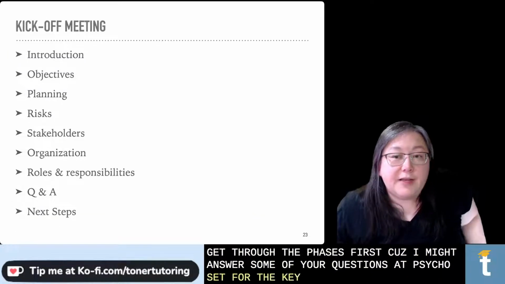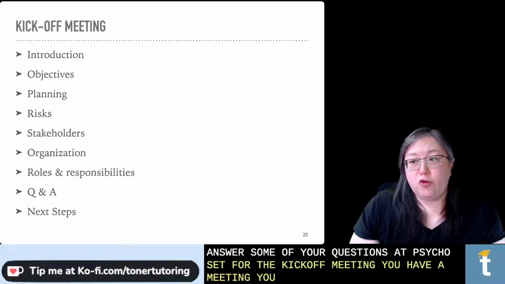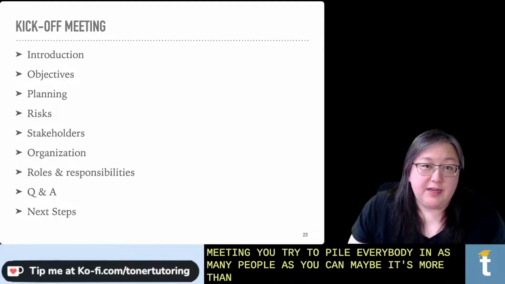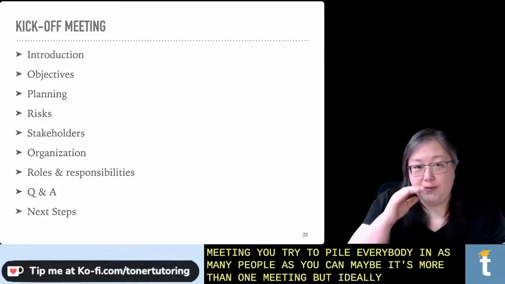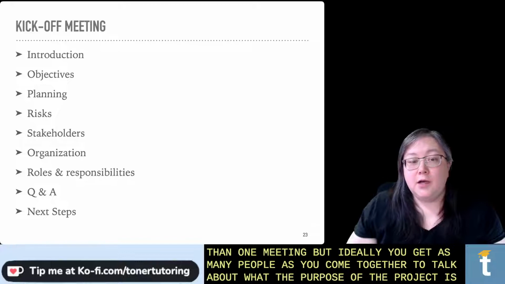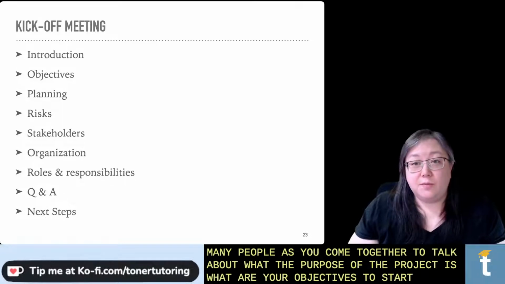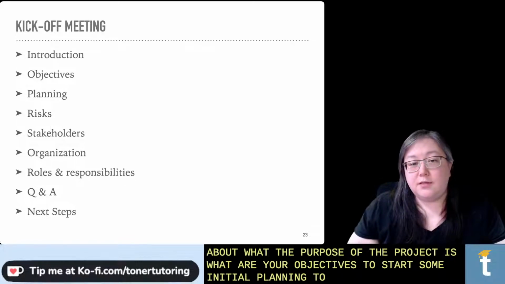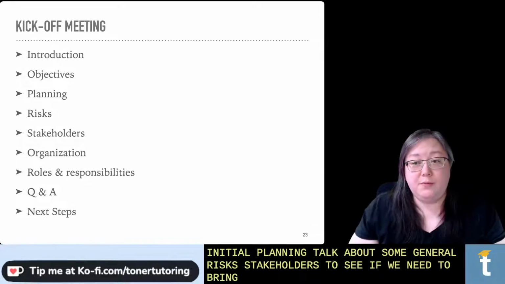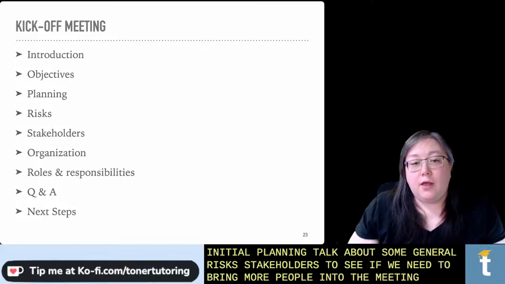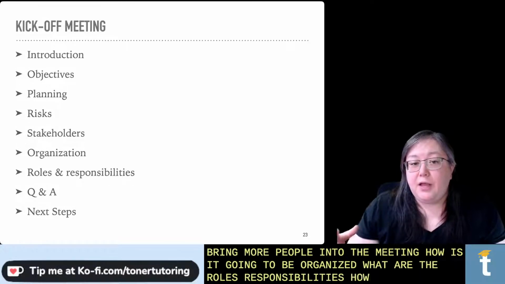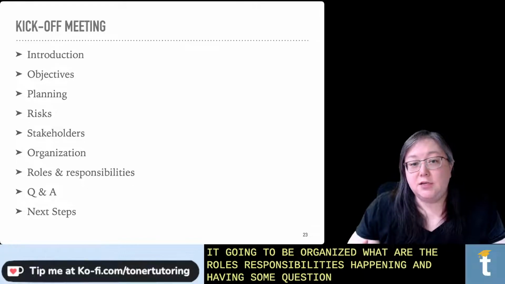So for the kickoff meeting, you have a meeting, you try to pile everybody in, as many people as you can. Maybe it's more than one meeting, but ideally you get as many people as you can together to talk about what the purpose of the project is, what your objectives are, to start some initial planning, talk about some general risks, stakeholders to see if we need to bring more people into the meeting, how it is going to be organized, what the roles and responsibilities are, and having some questions and answers and next steps.